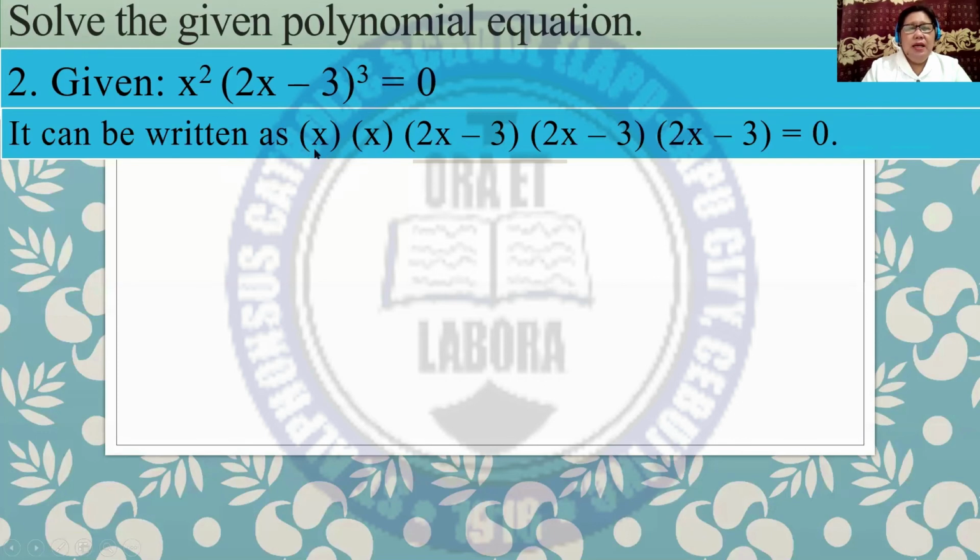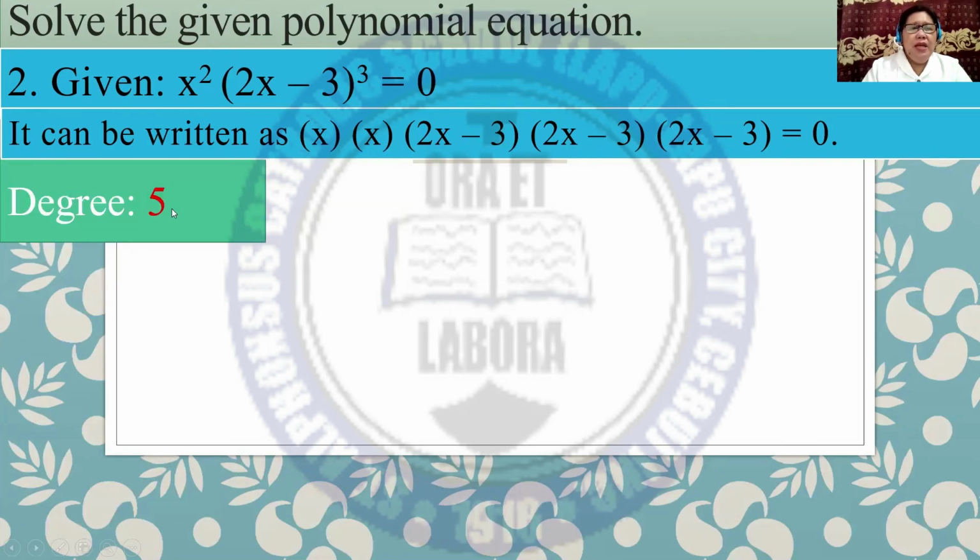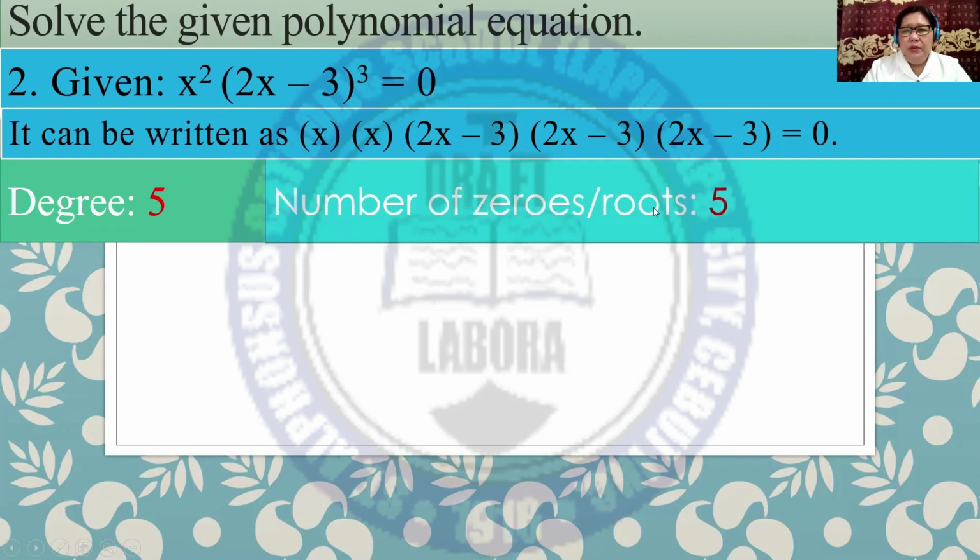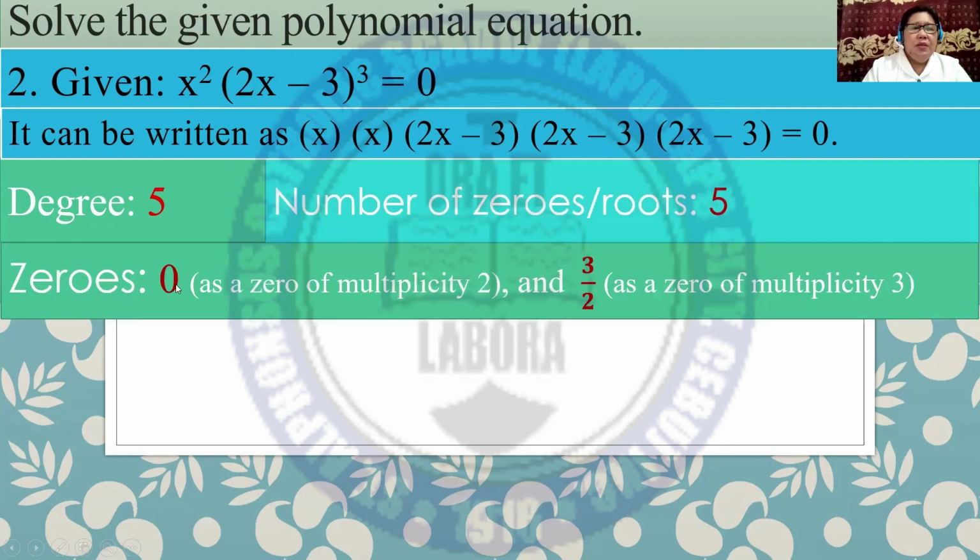This can be written as x times x times 2x minus 3 times the quantity 2x minus 3 times the quantity 2x minus 3 equals to 0. This is the expanded form of the given polynomial equation. The degree is 5, so you have 2 plus 3. The number of zeros or roots is also 5. The zeros are 0 as a zero of multiplicity 2 and 3 halves as a zero of multiplicity 3.